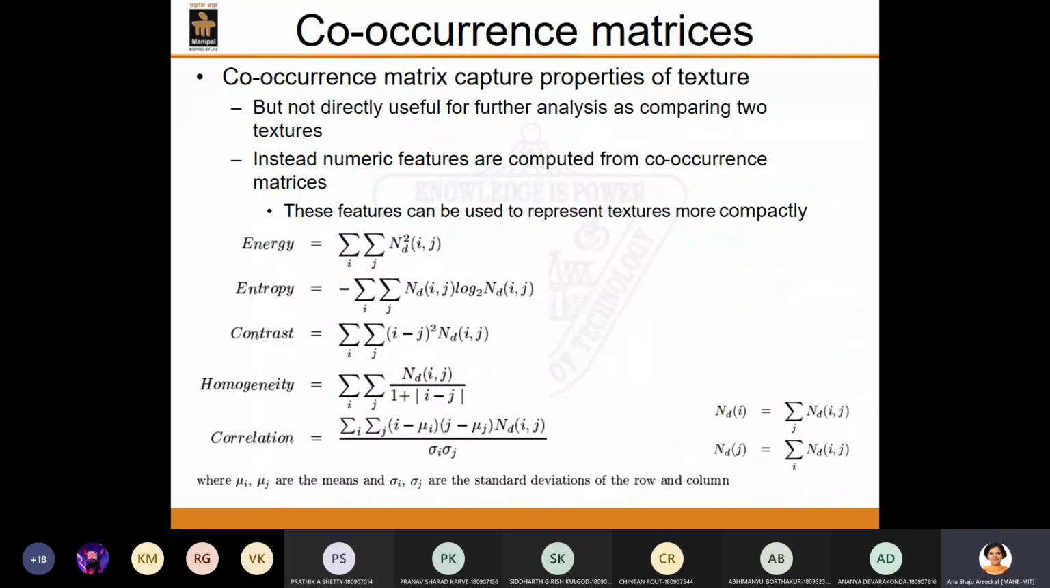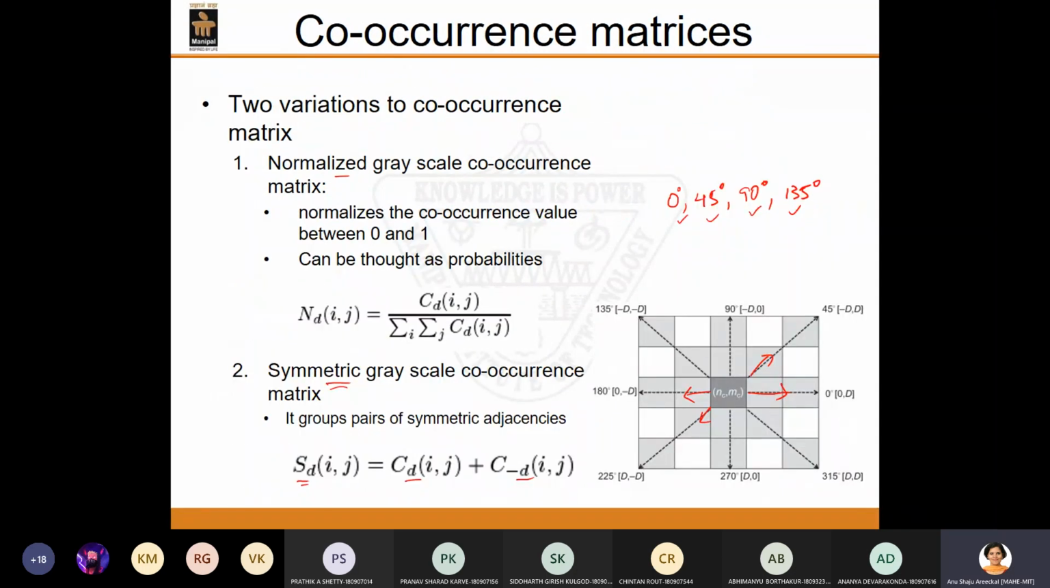Now, once you have this co-occurrence matrix, what we see is it is just another matrix with some entries, right? Basically what you initially started off with was an image, which is also a matrix with certain elements, the elements being the pixel intensity values. Then you convert that to a co-occurrence matrix which captures the texture information, but that is also in the form of a matrix, right?